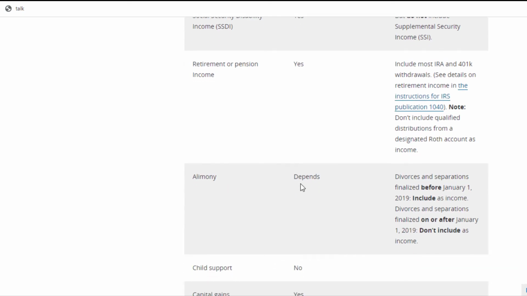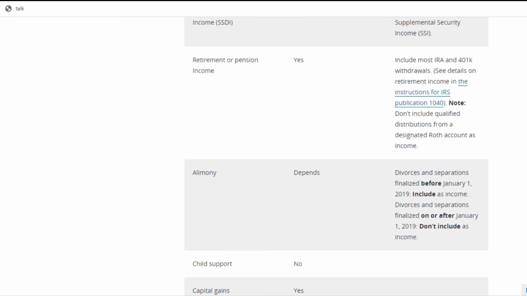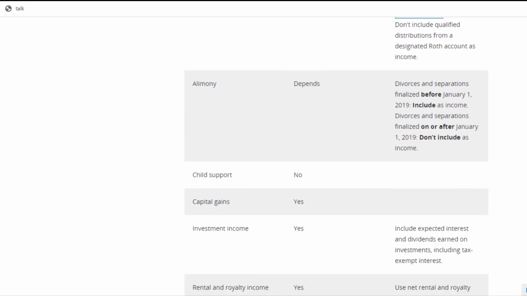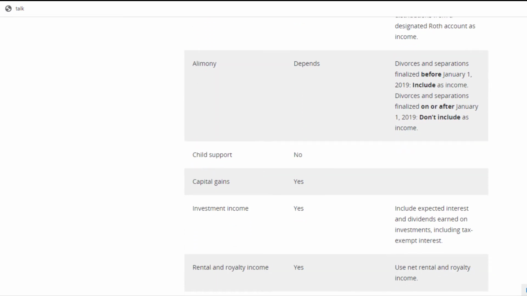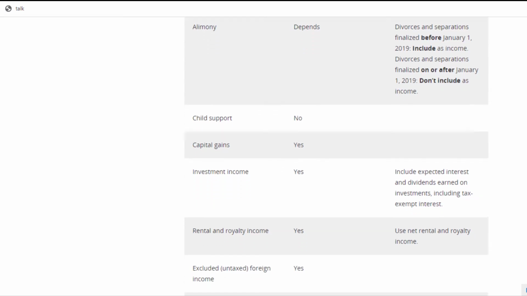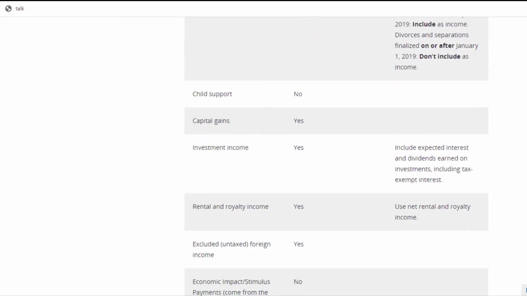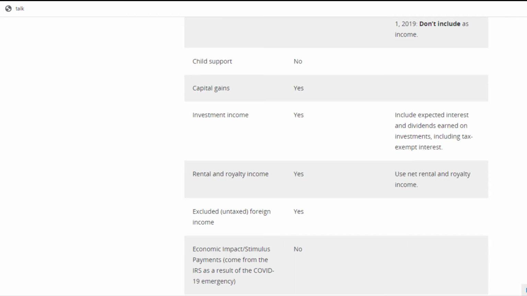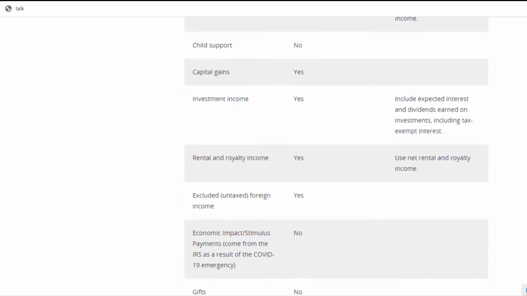For alimony, it depends. So this is interesting. Divorces and separations finalized before January 1st, 2019, you're going to include as income. Divorces and separations finalized on or after January 1st, 2019, don't include as income. Child support is not included. Capital gains, as we talked about earlier, that's included. Investment income, rental and royalty income. So like I said, there's a lot of overlap here with your AGI.